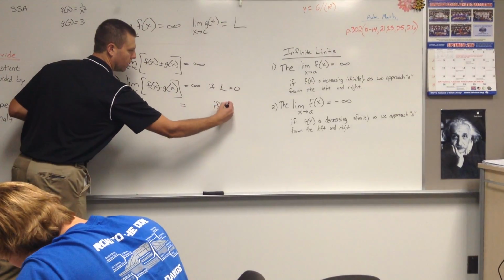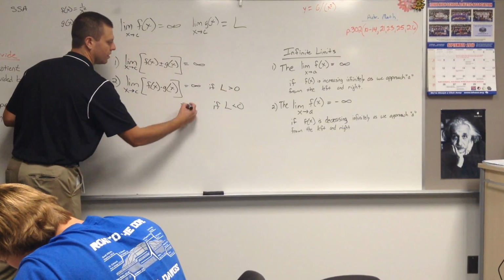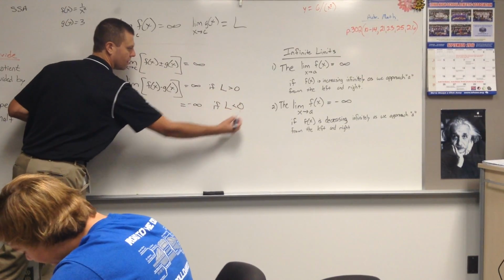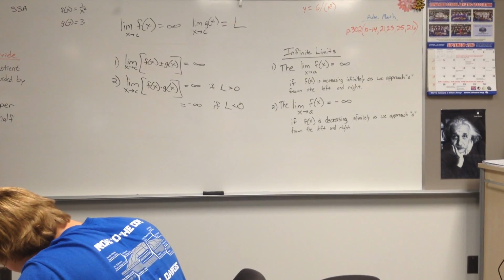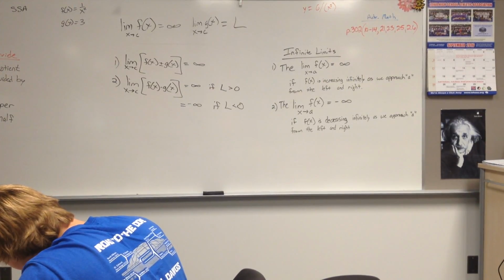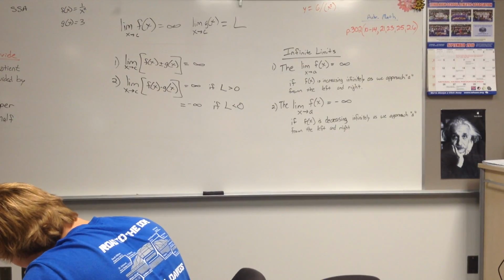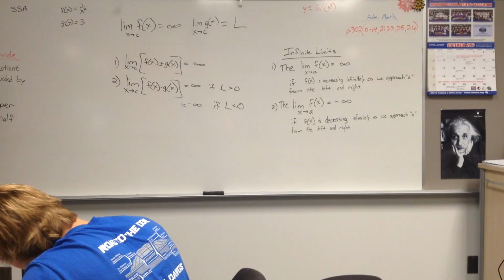What if L was less than 0? It would be negative infinity. Because infinity times -5 would be a negative infinity. Okay? If it was 0, it would just be 0. If it equals 0, it would be 0.